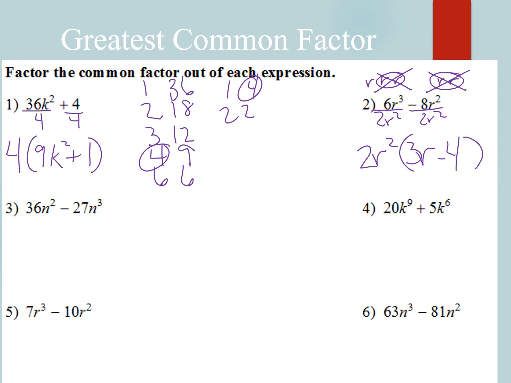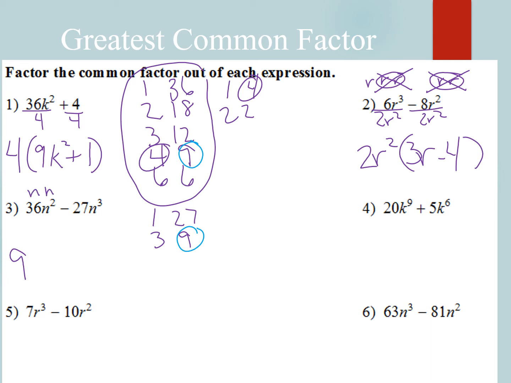Okay, number 3, 36 and 27. Again, I already have my factors of 36 listed right here, so that's really nice. So now I'm just going to list the factors of 27: 1 and 27, 3 and 9. So it looks like 9 is, for this problem, the biggest number that they share. Okay, so I'm going to take out a 9. And then this has 2 n's, this has 3 n's. How many do they have in common? Well, there's 2 here and 2 here.